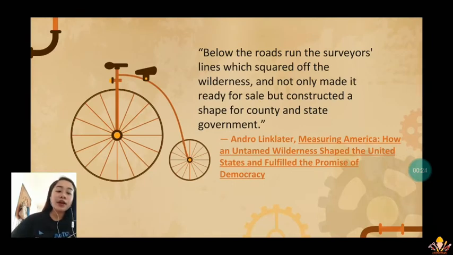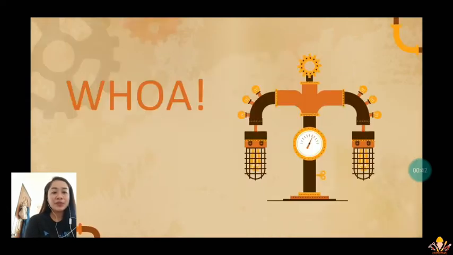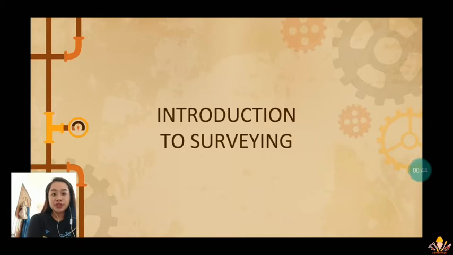Below the roads, run the surveyor's line, which squared off the wilderness, and not only made it ready for sale, but constructed a shape for country and state government. It is from Andrew Peter. So later on, you will realize why he said this quote. So let's proceed to the introduction to surveying.